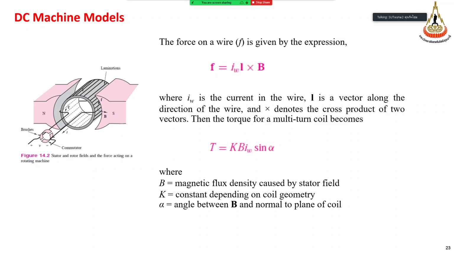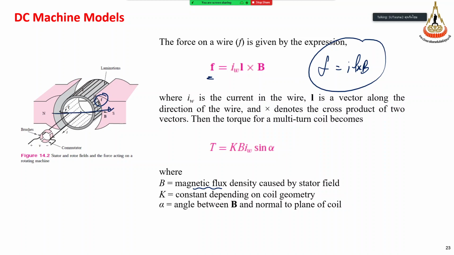Okay, now let's see the DC machine model. This is the force on the wire. If we would like to compute the force F that acts on the winding in the armature winding, the force is given by F equal to I L cross B, where B is the magnetic flux density. F equals ILB. I L cross B gives the direction of the force vector.